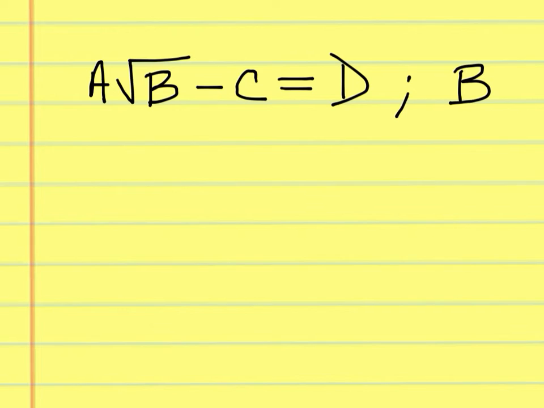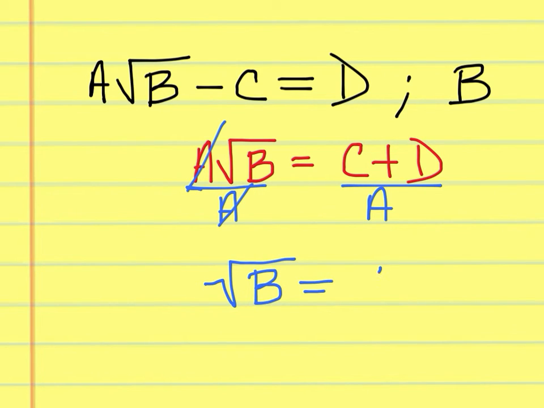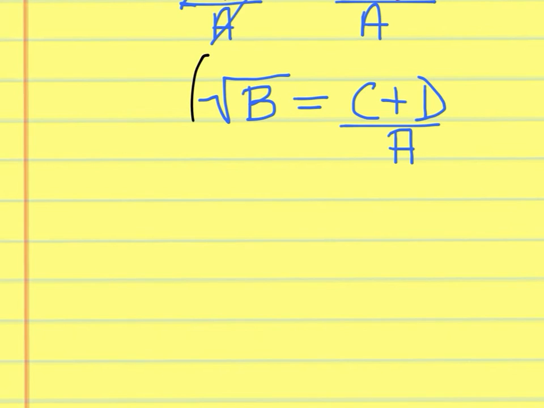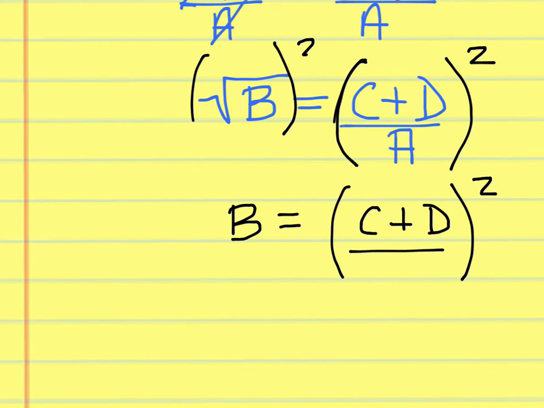We need b by itself, so let's move minus c to the right side and make it plus c. We can make it c plus d. Divide both sides by a. The a's cancel out, and you're left with the square root of b equals (c plus d) over a. And then to get the b isolated, we square both sides to come up with b equals the quantity squared of (c plus d) over a.